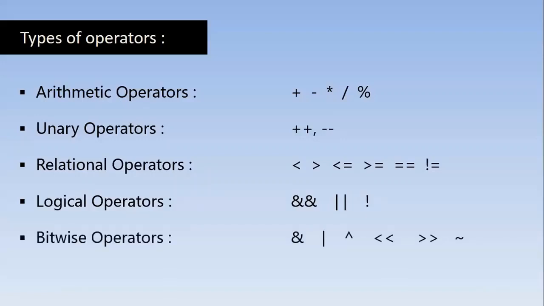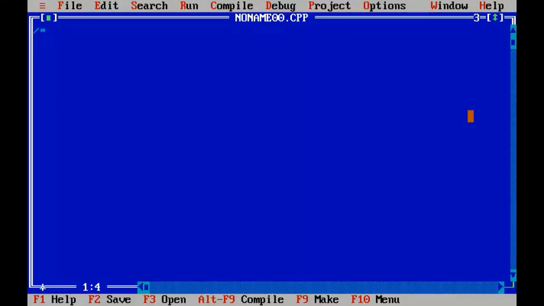And at last, the bitwise operators. So these are the bitwise operators. Starting from the left, this is bitwise AND or binary AND. This is bitwise OR. This is bitwise XOR. And a pair of less than symbols represent the bitwise left shift operator. And this is bitwise right shift operator, and this is ones complement. So now we'll learn a program demonstrating both the increment and decrementing operator.